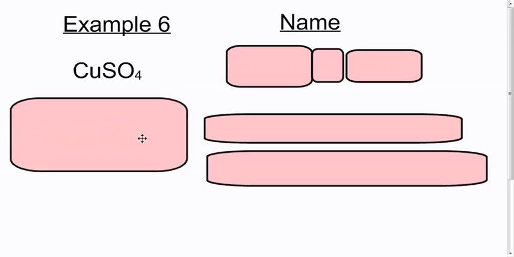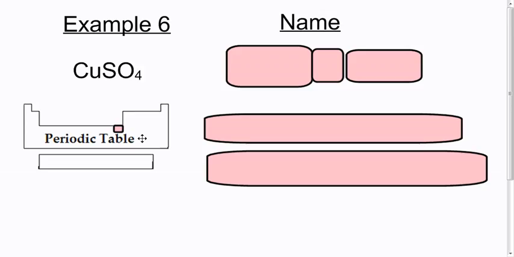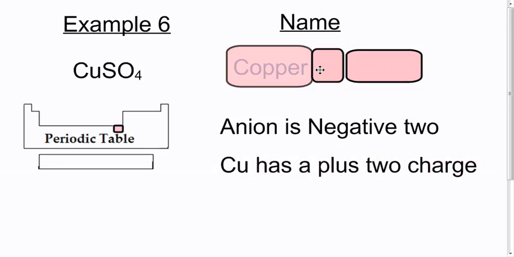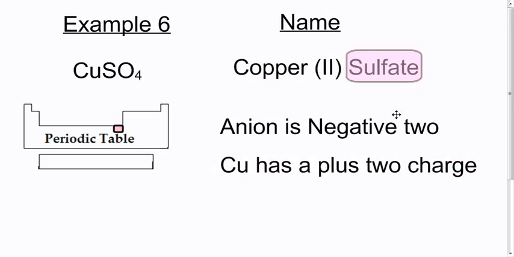Now, copper, transition metal, need a Roman numeral. I go by the anion. So SO4 is -2. So the cation has to be +2. So it'd be copper 2 sulfate.